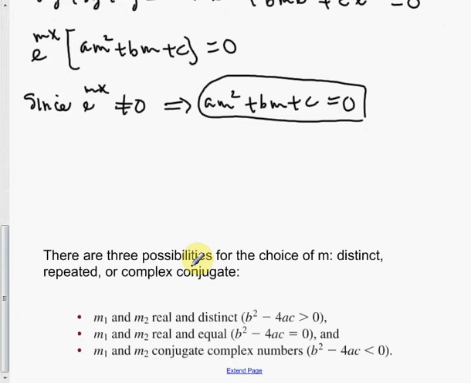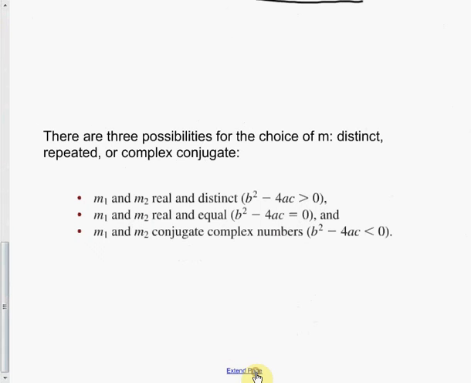But anyway, the choice of m, 3 possibilities. The values of m could be distinct, that means they can be different. If I'm talking about a second order differential equation, I'm looking for 2 solutions, at most 2. So my choice for m that would go up in that exponent is 2 possibilities, m sub 1, m sub 2. They could be different. That's one possibility. They could be the same. Second possibility. Or they may be complex conjugates.